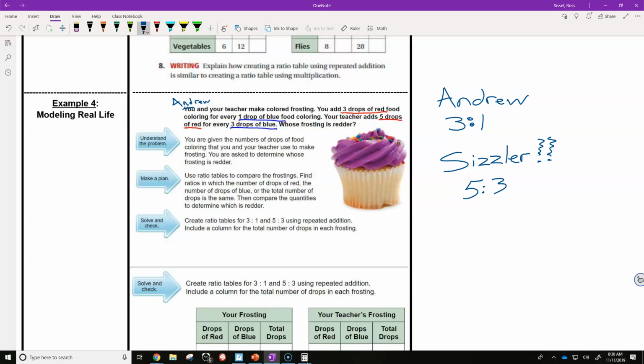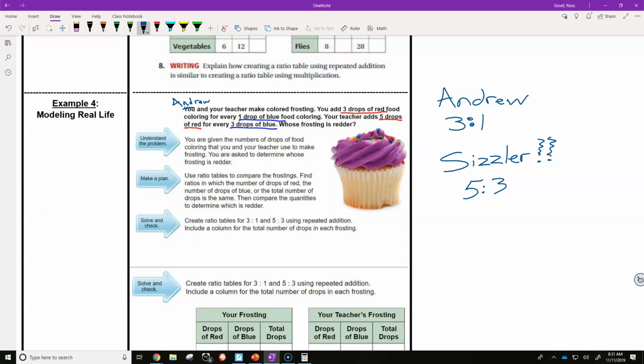Whose frosting's red? Okay, so here's the question. Without doing any math yet, I just want your initial feelings. If Andrew put 3 drops of red and 1 drop of blue, and then I put 5 drops of red and 3 drops of blue, and then we mix them, who do you think is going to have more red? Who's going to have more colored red?